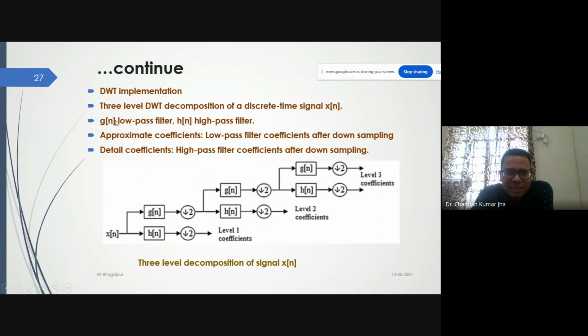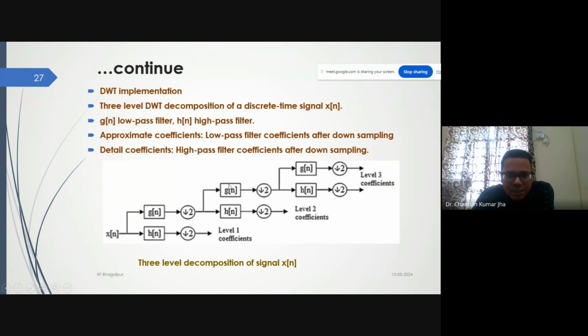Here in the slide, GN indicates the low pass filter, HN indicates the high pass filter, and the coefficients of the low pass filter are called the approximate coefficients, and the coefficients of the high pass filter are called the detailed coefficients. So you can see the signal is decomposed into two parts, low pass and high pass. After that, it is downsampled by a factor of 2. Here HN is the high pass, and at this part it generates the level 1 coefficients.